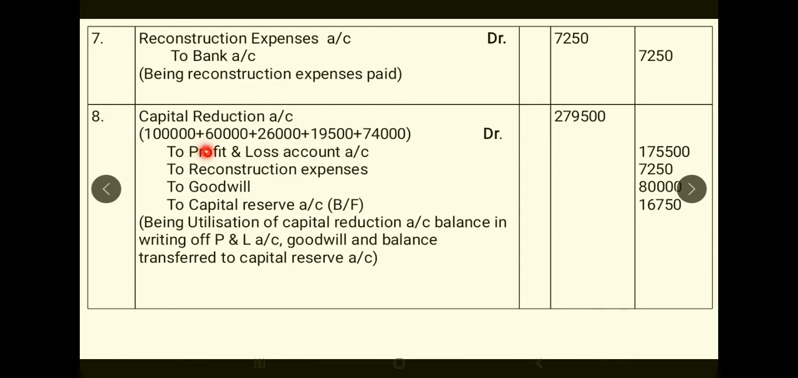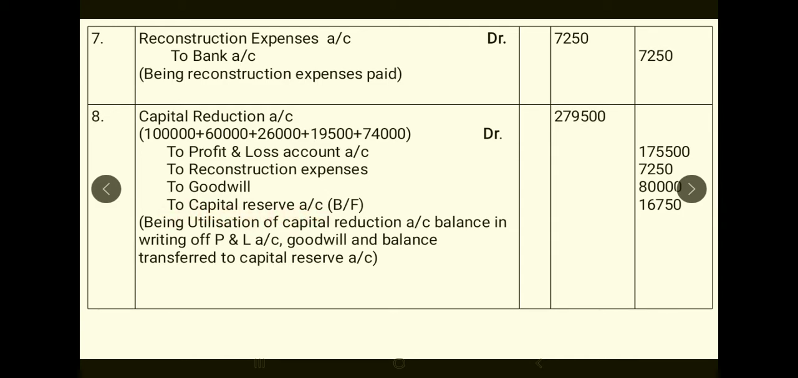So we write off P&L account and goodwill from the asset side. Reconstruction expenses paid. Generally any expense you pay, you transfer it to P&L account at the end of the year. But here you are doing internal reconstruction and you are writing off your accumulated losses. Your P&L account has come here. So again you cannot transfer it to P&L account, and that's why you utilize capital reduction account balance to write off these reconstruction expenses. So P&L account, goodwill, reconstruction expenses, and capital reserve.